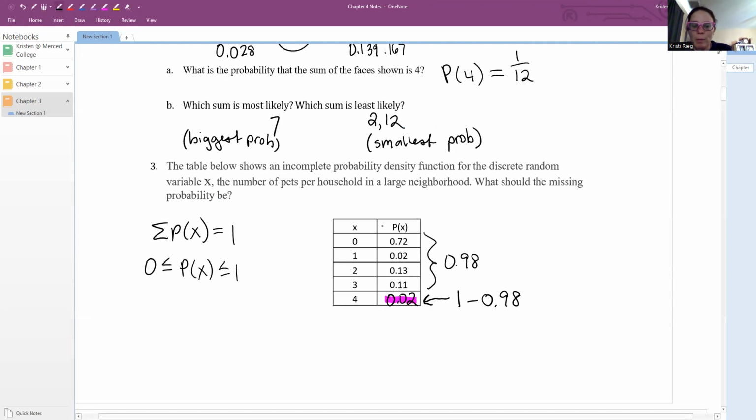We did this problem and we knew that the sum of all the probabilities equaled 1. So if we had these first 4, which we said was equal to 98, like 98 cents, then we knew the last one was just 1 minus all of those. So it's the same idea.